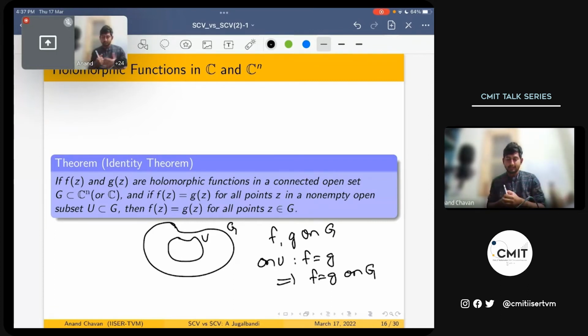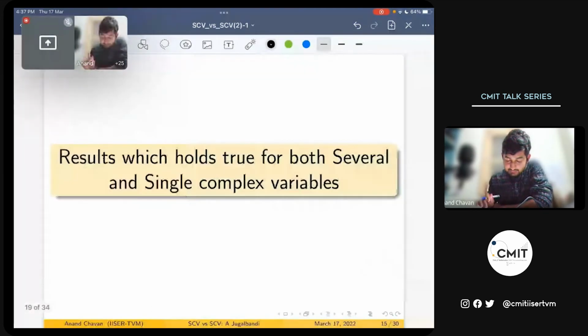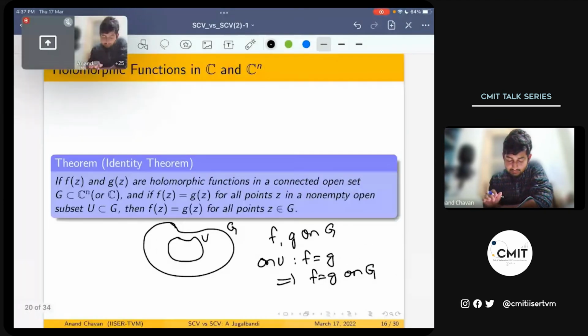Now, do we have such an analog in higher complex plane? Let's see. Sorry, it's already there. So we are stating the result. Sorry for that. Results are already there.